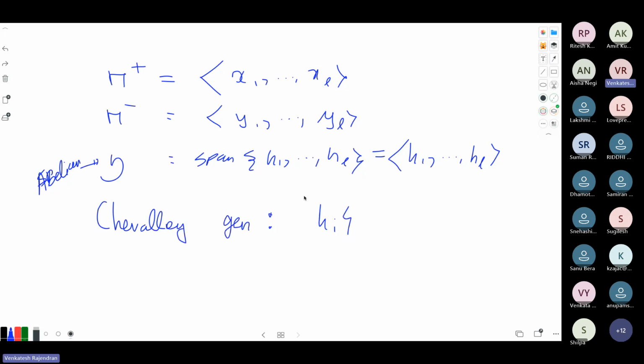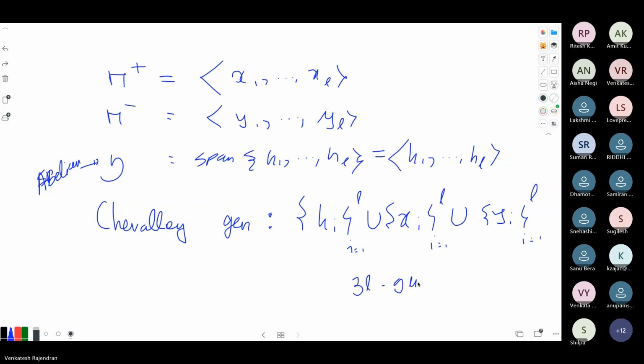You take this h_i, x_i, and then y_i. So these three are generators. But note that, like we did in the sl2 case, one can drop this to generate the Lie algebra. But it's good to keep that, because things become somewhat more convenient to write. Otherwise you have to mention every time what h_i is, or you declare that in the beginning.